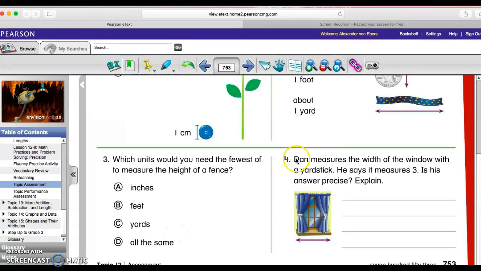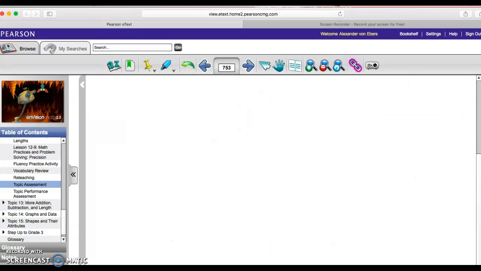Okay, number four. Dan measures the width of a window with a yardstick. So he measures the width with the yardstick. He says it measures 3. Is his answer precise? Explain. So he says his answer is 3. Is that precise?